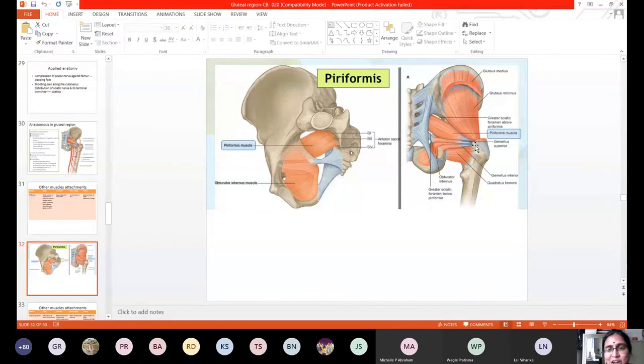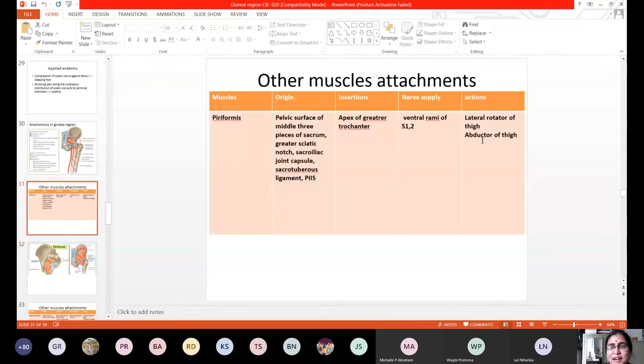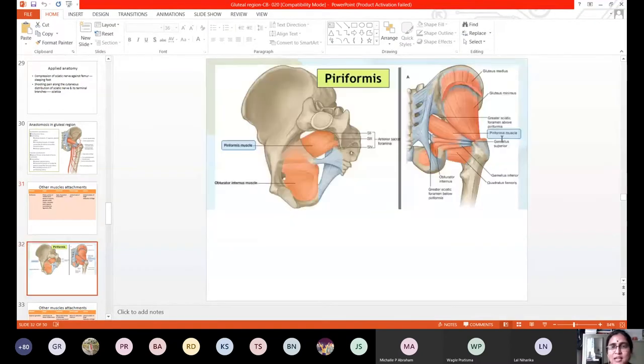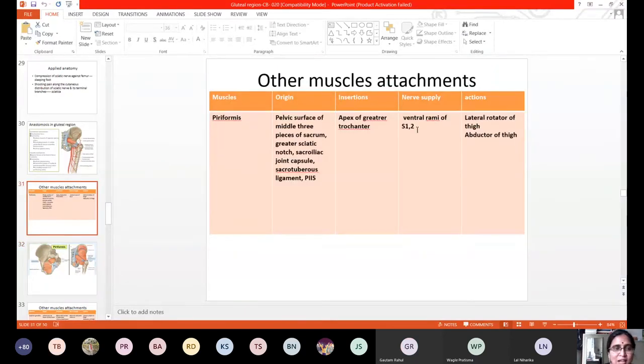And what is the action? Action always takes place from insertion to origin. So it will pull the greater trochanter or the femur towards the origin, meaning the femur will rotate laterally. When it rotates laterally, the femur also goes slightly upward and outward. That is known as abduction. Most importantly, it produces the lateral rotation. So what is the action of the piriformis? Lateral rotation of the thigh and abductor of the thigh. What is the innervation of the piriformis? It is innervated by the branch from the sacral plexus. In front of this piriformis, the sacral plexus lies. Which branch? From S1 and S2.